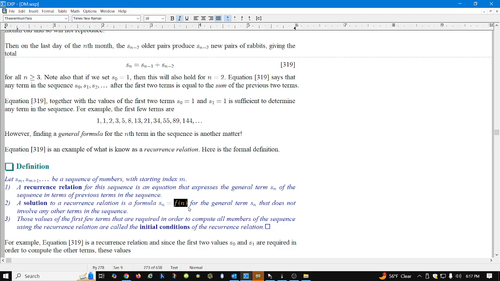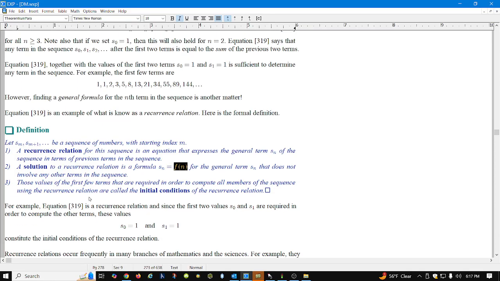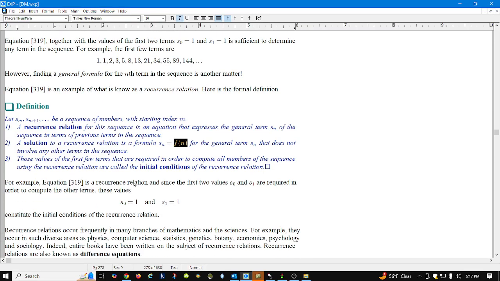F of n does not involve any terms of the sequence. The values of the first few terms that are required, no more, no less, in order to compute any member, in a sense all members of the sequence, using the recurrence relation, are called the initial conditions of the recurrence relation. So in the example we've been doing, we need two initial conditions, and then we can compute any term we want.